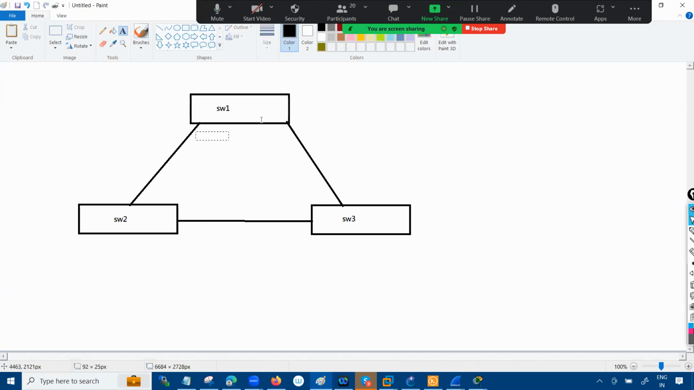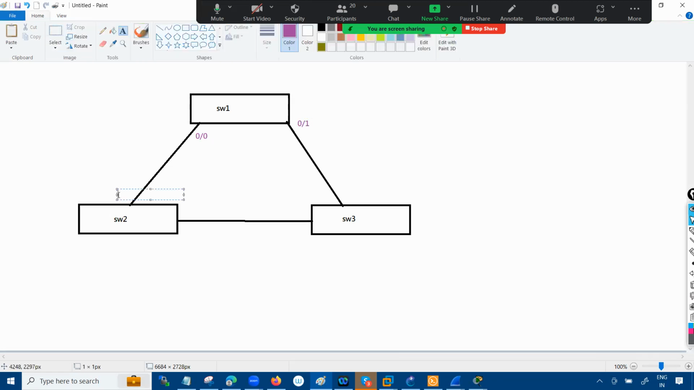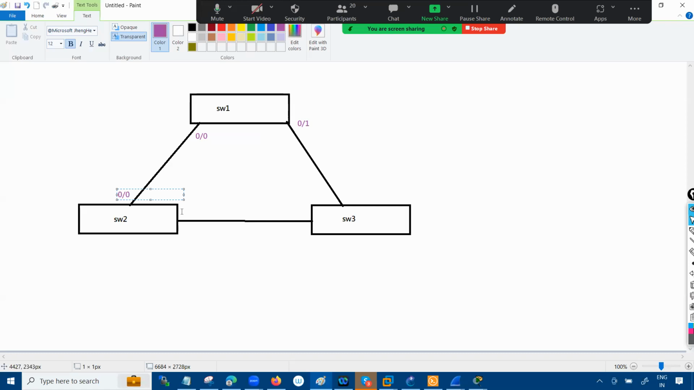So now let's put the interface numbers. I can call it 0/0, I can call it 0/1. I'll call it 0/0, I'll call it 0/1 now. And 0/1 and 0/0.